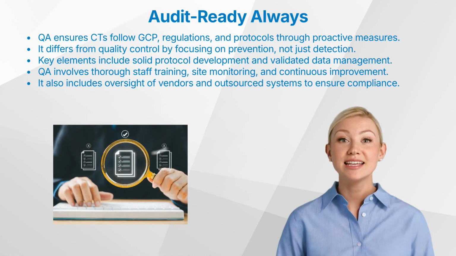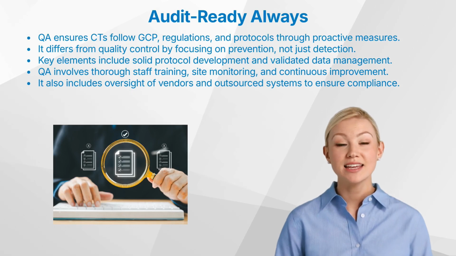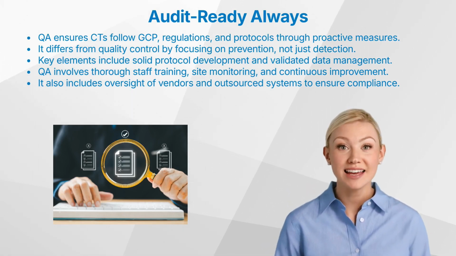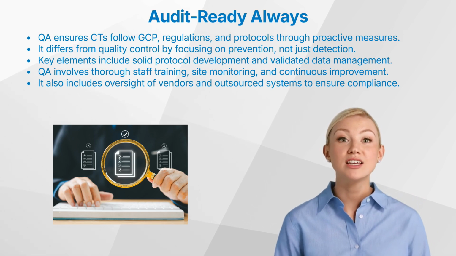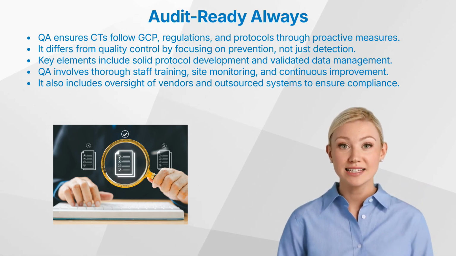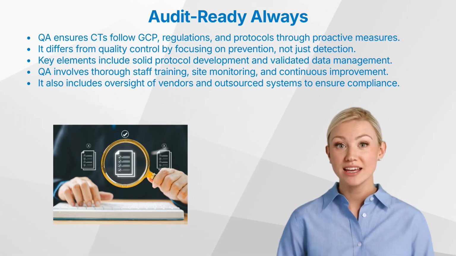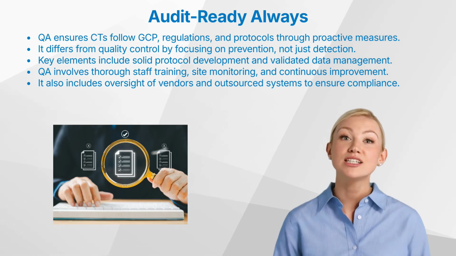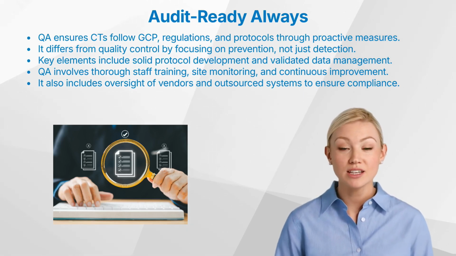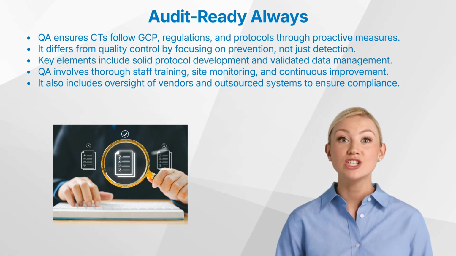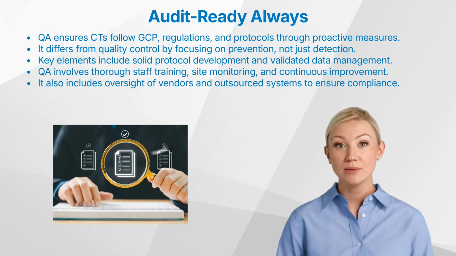So, what exactly is quality assurance, or QA, in the context of clinical research? QA refers to all the planned and systematic activities put in place to ensure that a clinical trial complies with good clinical practice, regulatory requirements, and the approved study protocol. It's important to understand that QA is different from quality control. While quality control focuses on spotting problems after they've occurred, QA is all about preventing problems before they even happen. Think of it as a proactive safety net that ensures everything is running as it should be from day one.